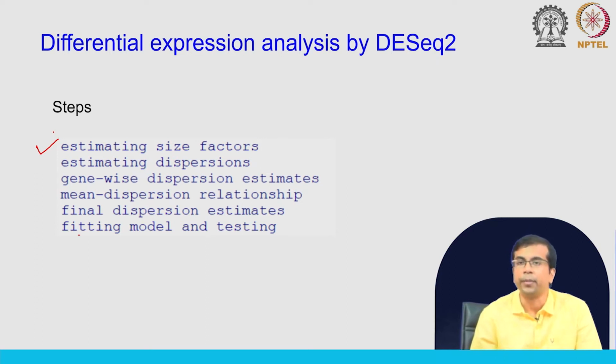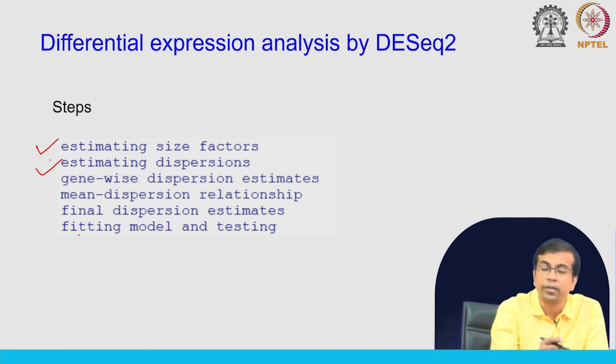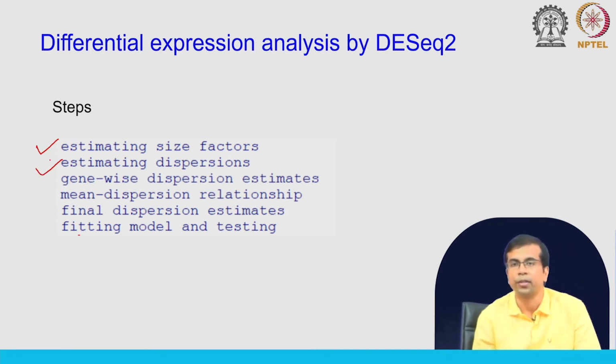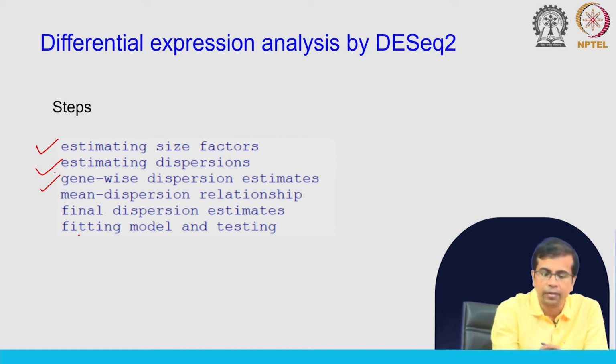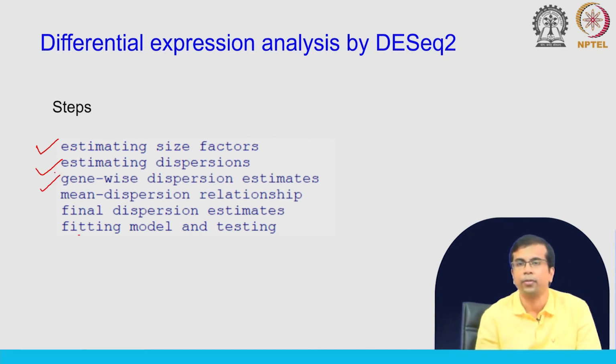So, the first is estimating size factors. This is where the normalization is taking place, right, using this median of ratios method. In the next step, it is actually estimating dispersions. You understand now what dispersions are and how it calculates dispersion, these alpha i's, right. For each gene you get this dispersion estimate. So, you have this gene-wise dispersion estimate, right. So, you are getting these gene-wise values, and then the next step is of course the dispersion shrinkage, right.